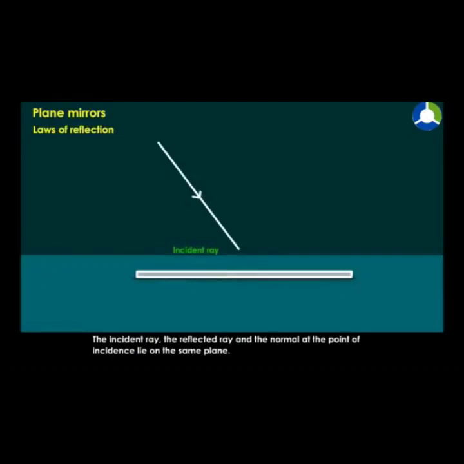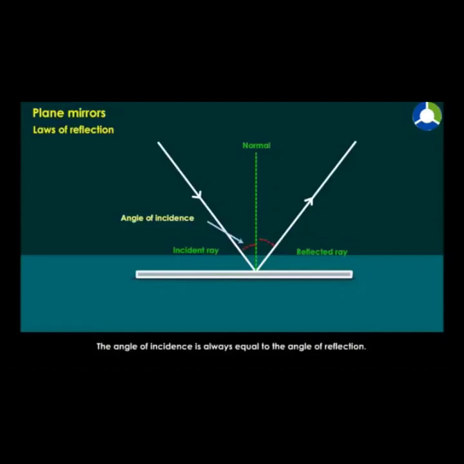Laws of reflection. The incident ray, the reflected ray, and the normal at the point of incidence lie on the same plane. The angle of incidence is always equal to the angle of reflection.